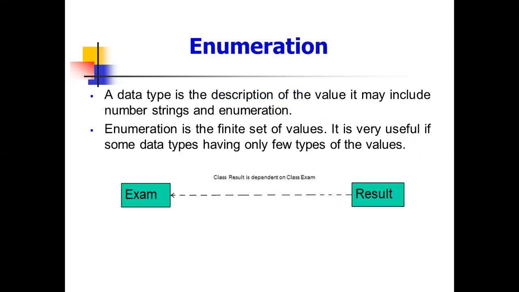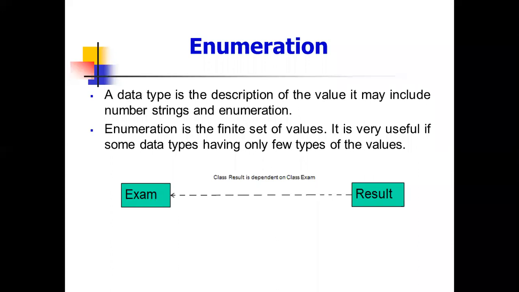Then the next one is the enumeration relationship. A data type is the description of a value. It may include numbers, strings and enumeration. Whenever we specify a data type for any attribute, it is a description of that value. That may be numbers, strings or enumeration. Enumeration is a finite set of values. It is very useful if some data types have only a few types of values.